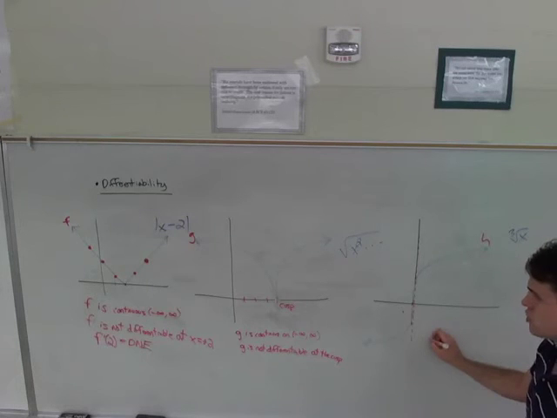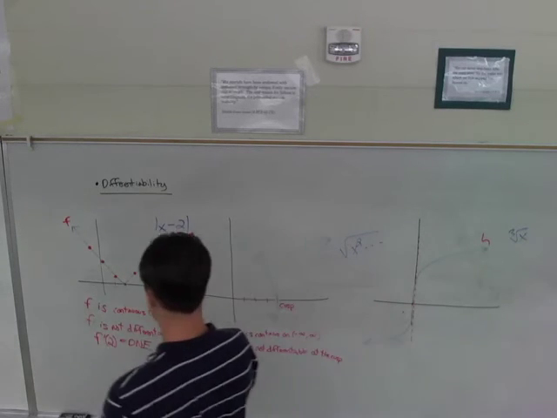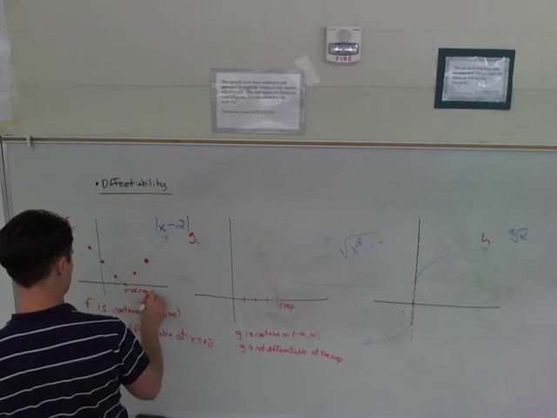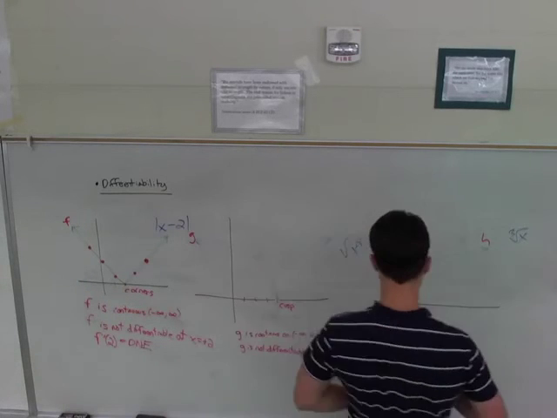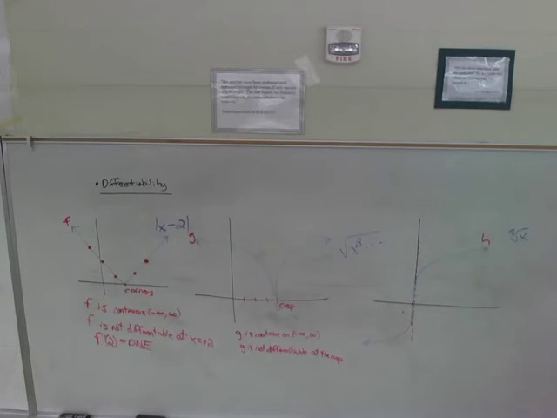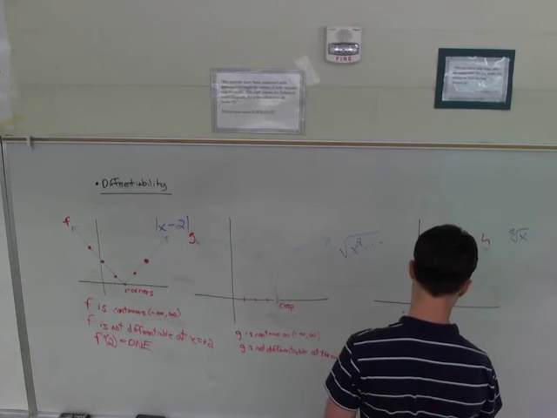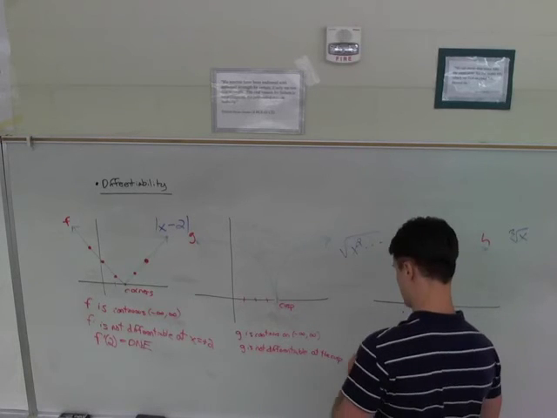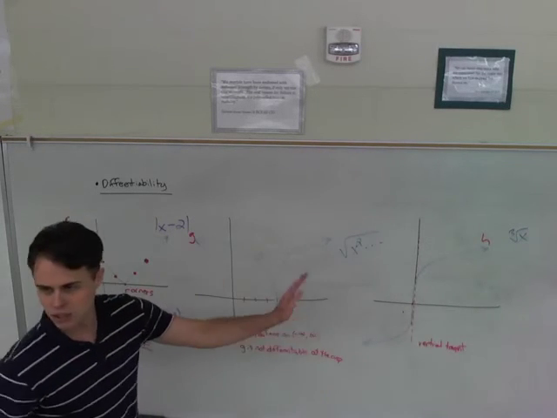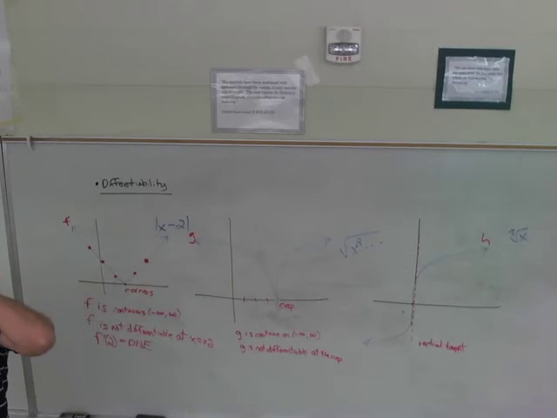So what should we call this? We've got cusps, we've got corners, not differentiable there. What is this? If that happens, what should we call that? A vertical tangent. If we have a vertical tangent line at that spot we're checking, it's not differentiable. Okay. So we talked about continuity and differentiability on each one of these.